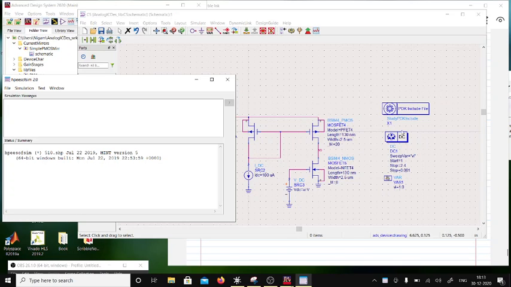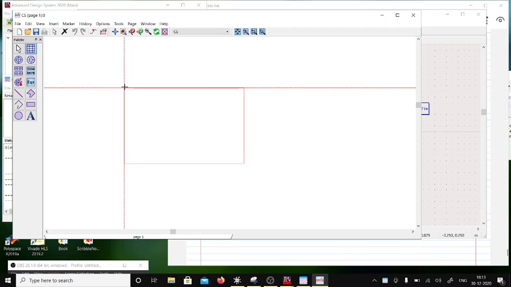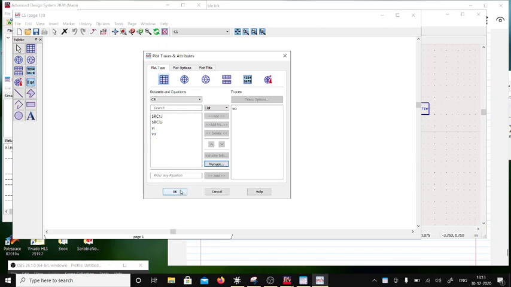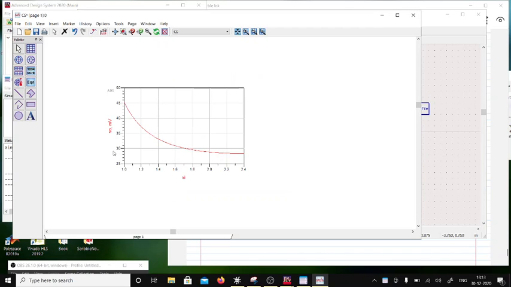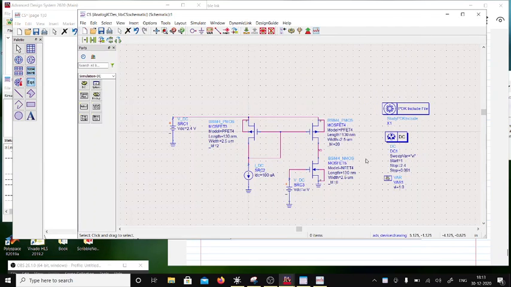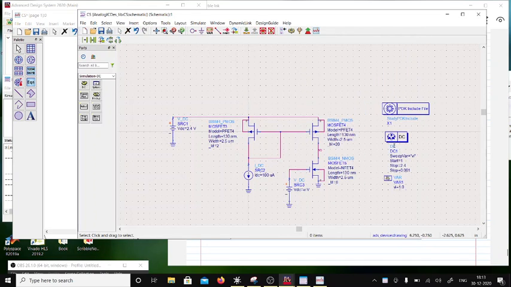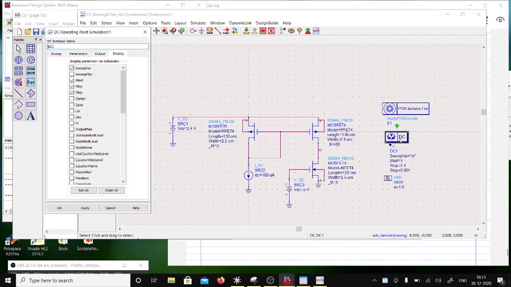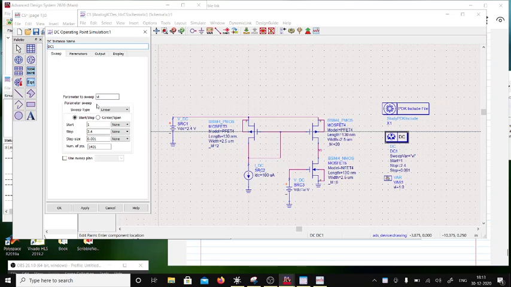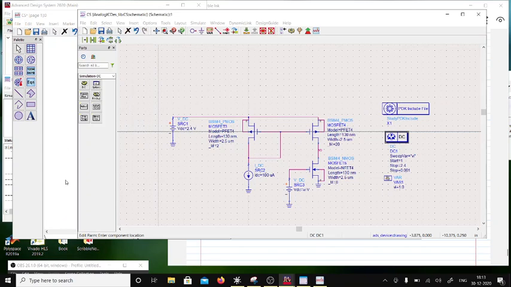The static characteristics of the amplifier are going to look like this. What happened here? 100 microamperes, VI 0 to 2.4 volts. Oh, why is it 1? It should be 0. Okay, 0. Simulate this again.